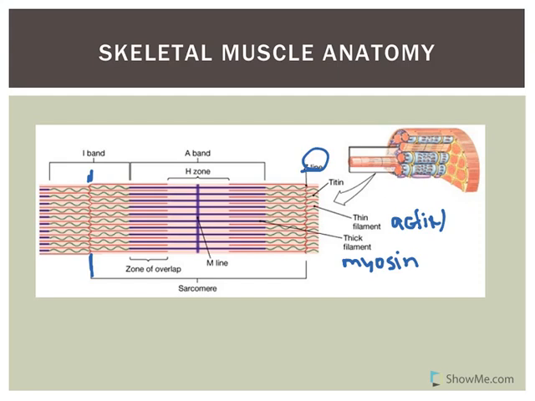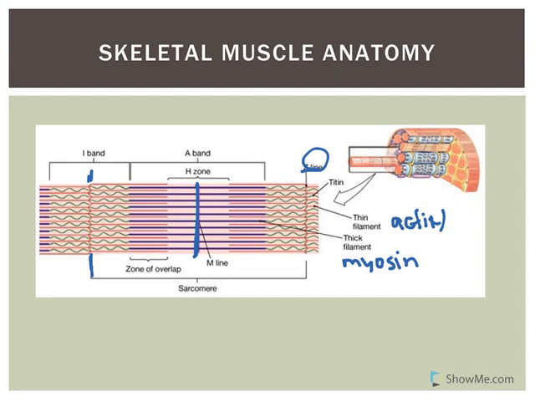Now I want to talk about some of these components of the sarcomere, some of these bands and zones. The M line, you associate with the middle. The Z line, which some people call a Z disc, you'll see actin is bound to it. So actin is bound to the Z line.